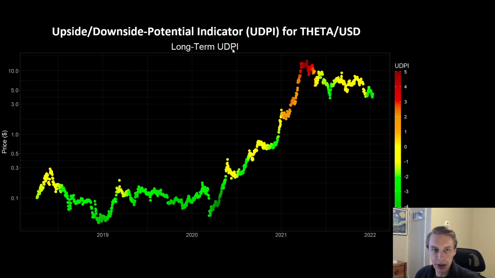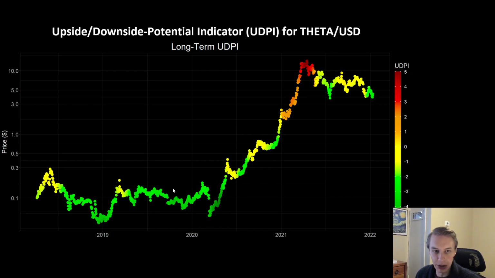Now, it's important to note that we're looking at the long-term UDPI here. One of the useful features of our indicator is that we can specify different models to care about different time frames or different types of risk. So what this model is caring about is longer-term risk. It's really concerned about moves in the market that play out over months, these kind of big sweeping moves and the risk along those big moves. It cares less about really short-term small changes in volatility.